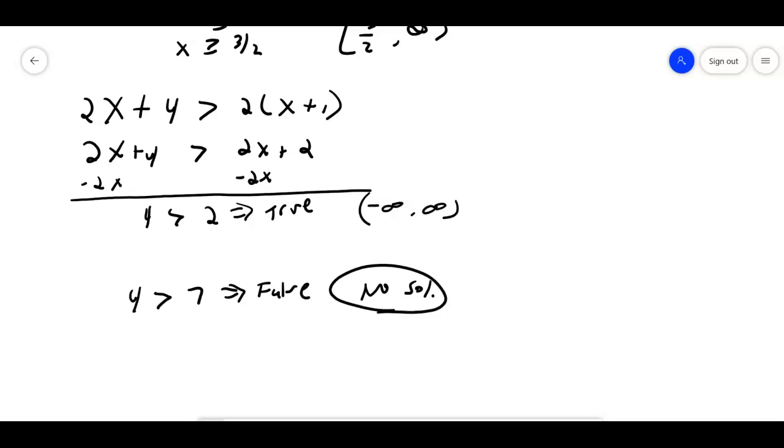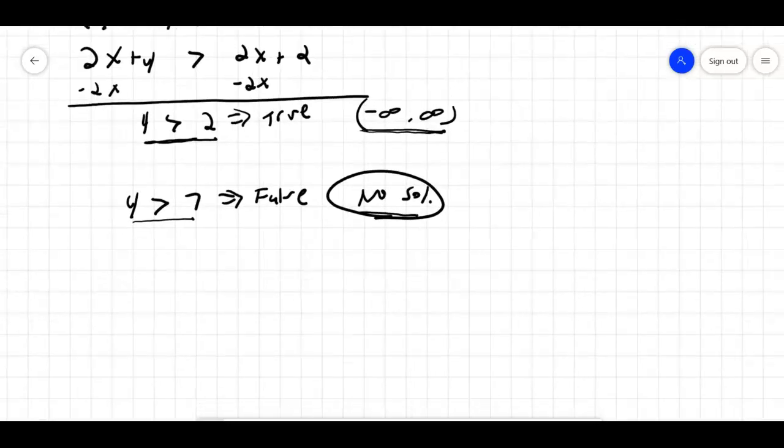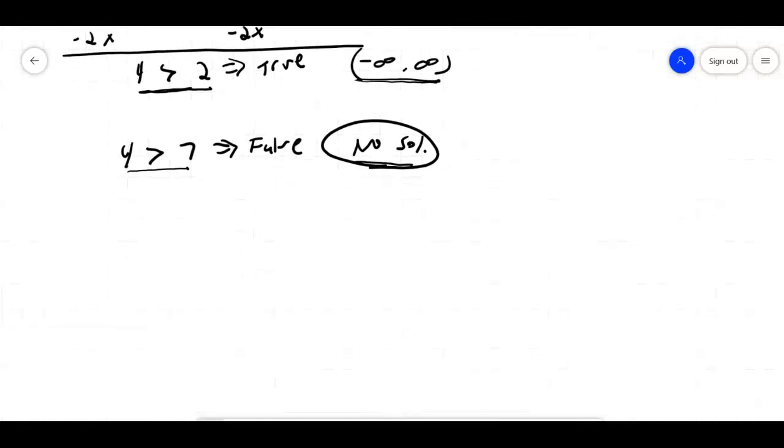Okay, so if the x's completely disappear, then what you do is you look at this line here, and that will tell you if it's true, your answer is everything, all real numbers. If it's false, your answer is no solution. Okay, now let me just run through one last one with fractions, because I know sometimes that's an issue for people.